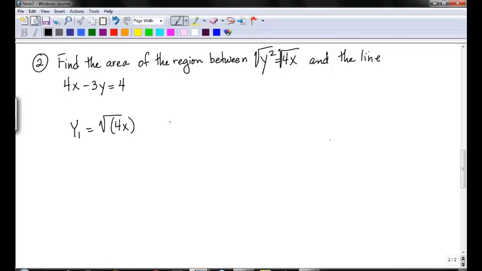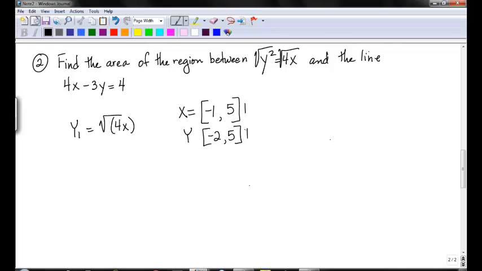I'm going to give you a window again. On this one, I want the x min to be negative 1, the x max to be 5, and scale 1. The y min to be negative 2, or excuse me, y max to be 5, and scale 1. So put in just that first equation, square root of 4x.